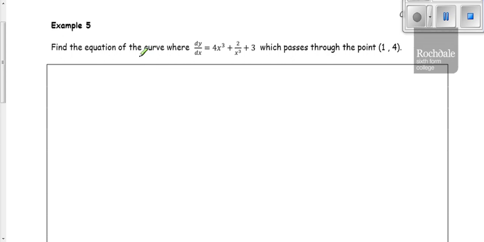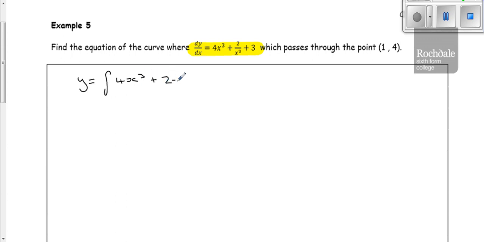In example 5, we're asked to find the equation of a curve where dy by dx equals this polynomial here. So all that's asking us to do is integrate this. The second part of the question we'll deal with in a minute, so we're just going to ignore that to start off with. So when we're finding a curve, we've got y equals, and we want to integrate the polynomial that we're given in the question.